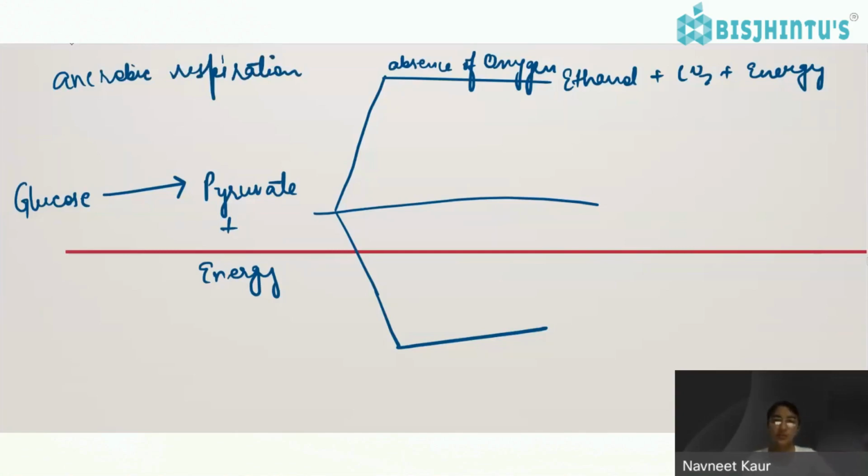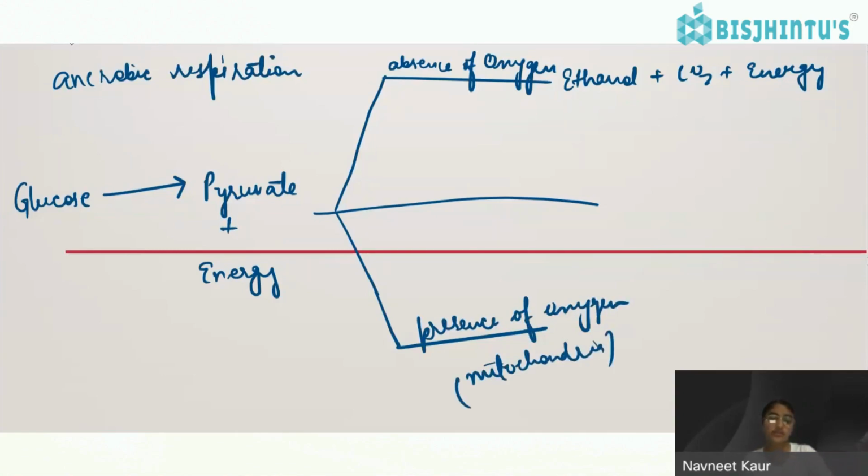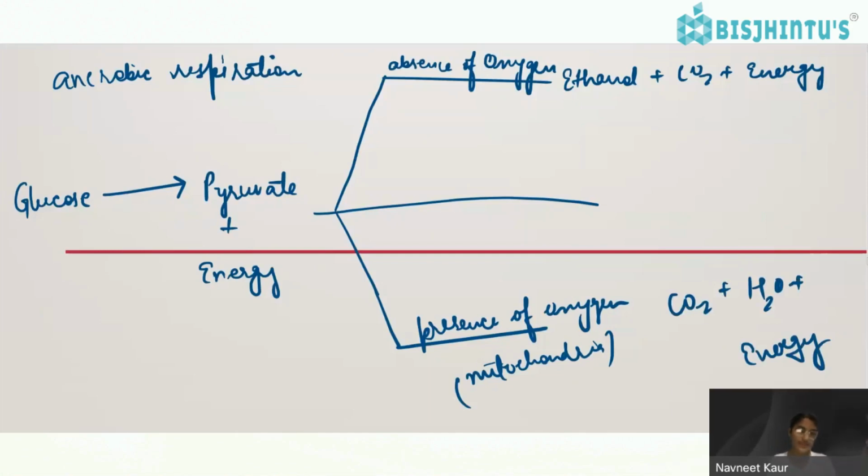And if we do it in the presence of oxygen, then in the presence of oxygen it takes place in the mitochondria. Right? It leads to the formation of carbon dioxide and water plus energy. It is called aerobic respiration.